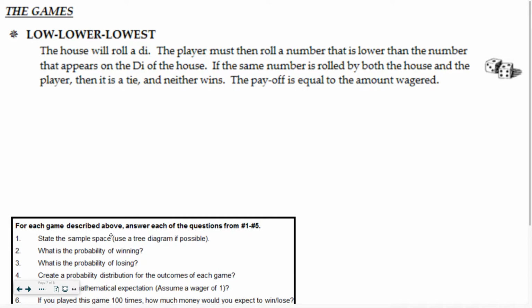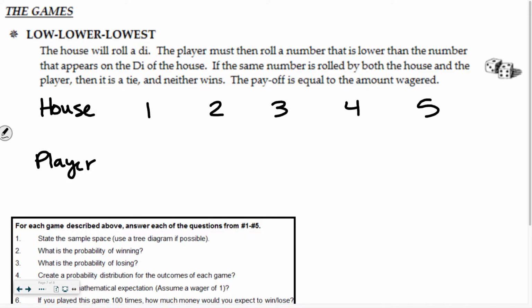Now, I want to talk about low, lower, and lowest. So real quick, will you read through low, lower, and lowest so you get an idea of the game? For low, lower, and lowest, writing out the sample space, like 1,1, 1,2, 1,3, 1,4, 1,5, 1,6, is probably not the most helpful way to actually see what's happening.